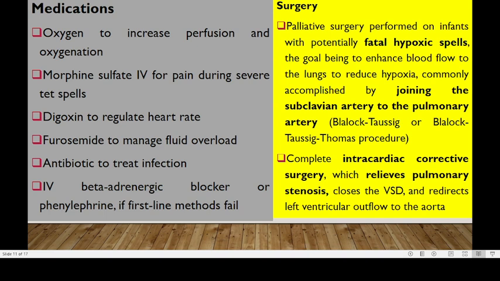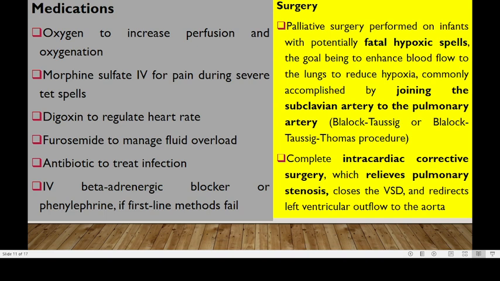You can access the link and get more information about digoxin. As for furosemide, this is just used to manage fluid overload, and this is a loop diuretic. You can also access the link and get more about the loop diuretics.